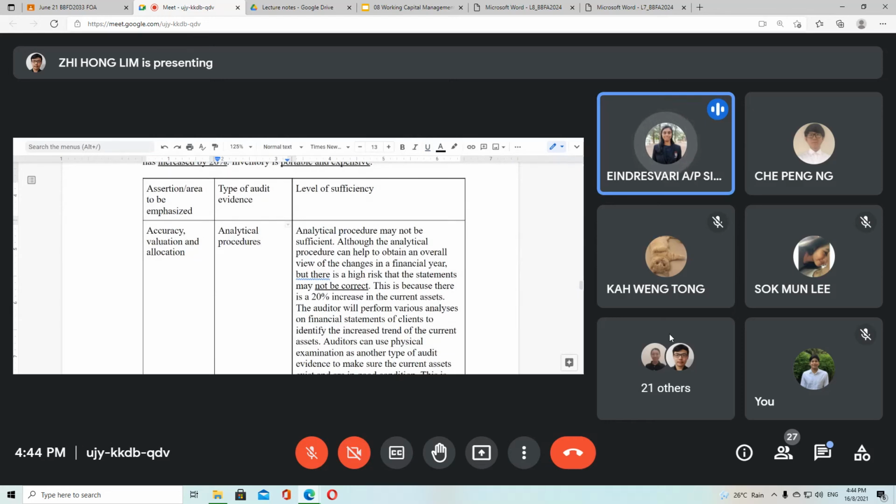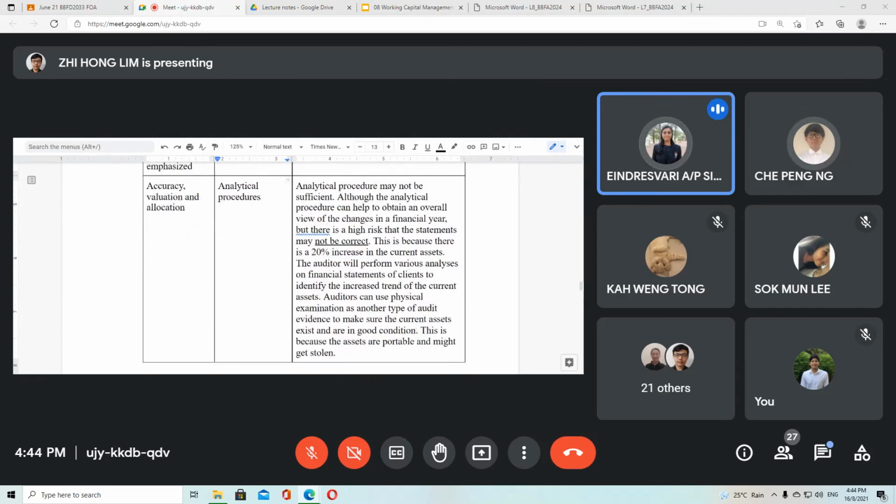Okay, so is physical inspection sufficient? Basically, you will need to do observation. You need to request the client to perform an inventory count, and then you will need to observe whether the inventory count is done properly or not. It is not an analytical procedure, but more towards existence. Whenever we talk about inventory, our concern is whether the inventory exists or not.